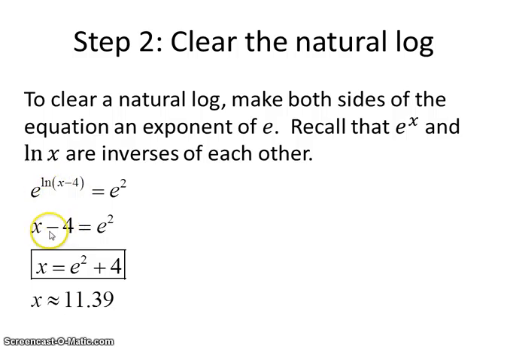Once we simplify, we just get x minus 4 equals e squared. Add 4 to both sides. x is equal to e squared plus 4. And if you punch that into a calculator, you'll get 11.39. And that's all for today.